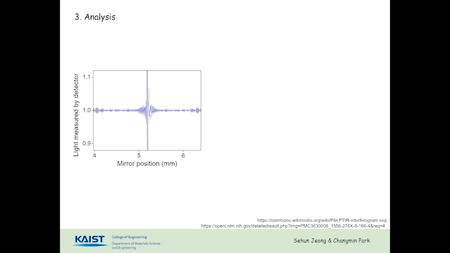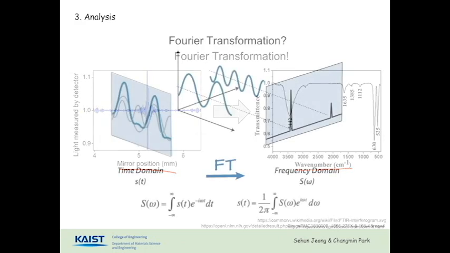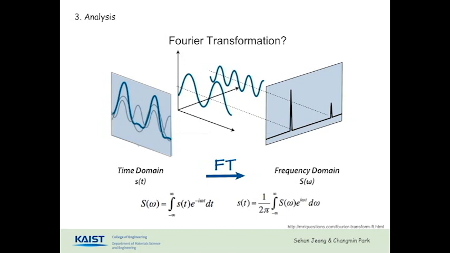For the analysis, we need to convert the x-axis to wave number or wavelength. We can do this by using Fourier transformation. Fourier transformation is a mathematical technique that decomposes a function of time into frequencies. You can see the relation between the time function and the frequency function.